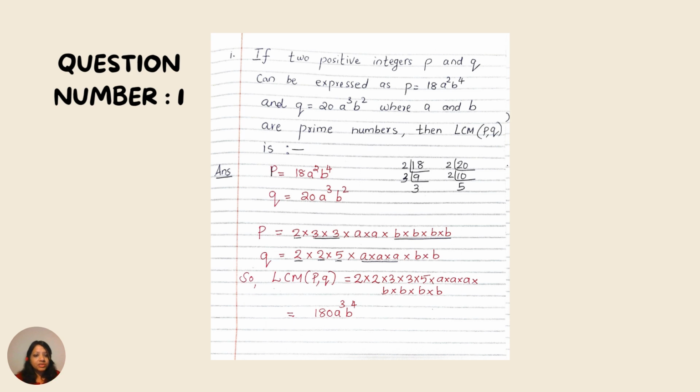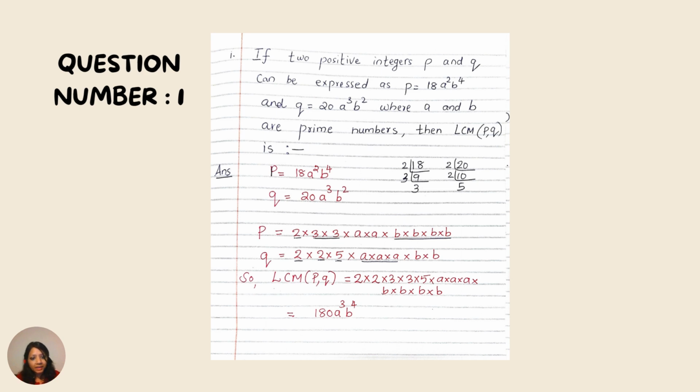If two positive integers p and q can be expressed as p equal 18a squared b raised to 4 and q equal 20a cubed b squared, where a and b are prime numbers, then what is the LCM of p and q? See, this question is very important. Every year, this question will come in your class test or half yearly and your board exam. It's very important. You have to practice similar questions.